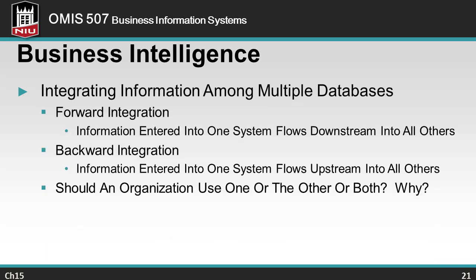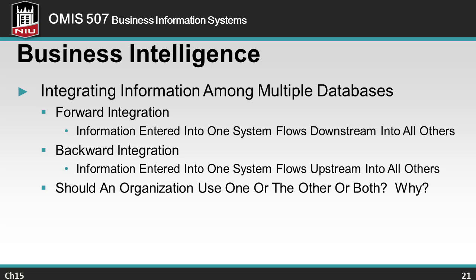Most major enterprises use multiple databases. This may be due to different business needs, different applications, or the evolution of business systems over time. To keep these databases in sync, tools exist that integrate information among multiple databases. Forward integration occurs when information entered into one system flows downstream into all others. An example might be when the sales team updates a customer address in one system, which is then copied to related tables in all company databases.